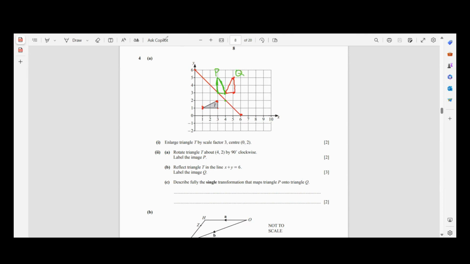So from here, we can see the single transformation. It is a reflection in the line, or the mirror. It is this. That one is the line x equals 4. Okay, that's for the C.